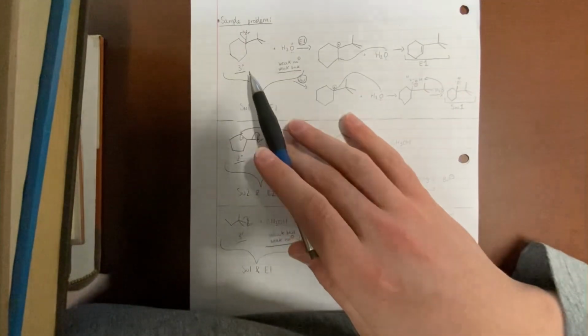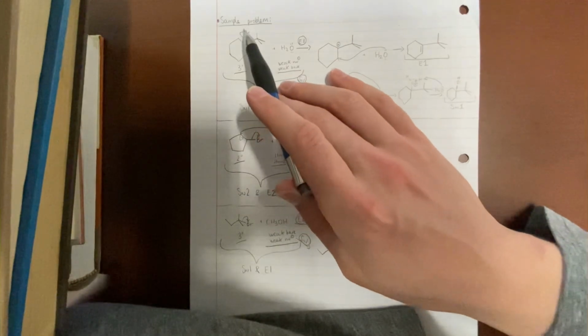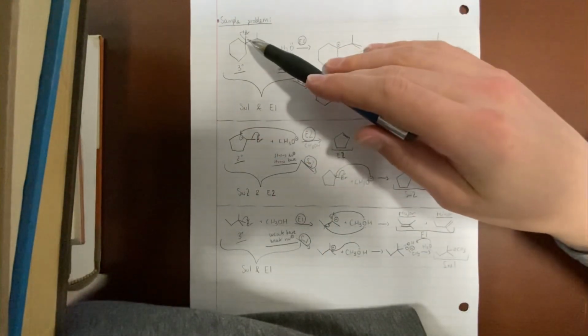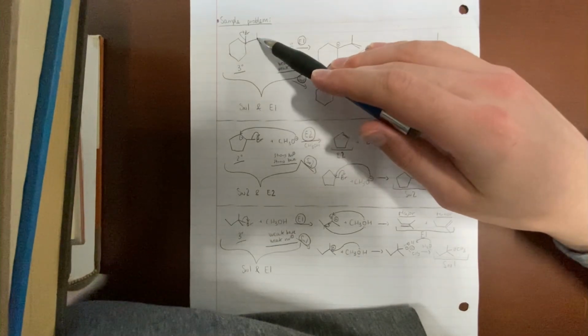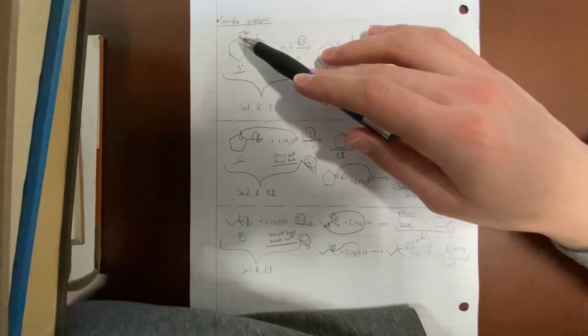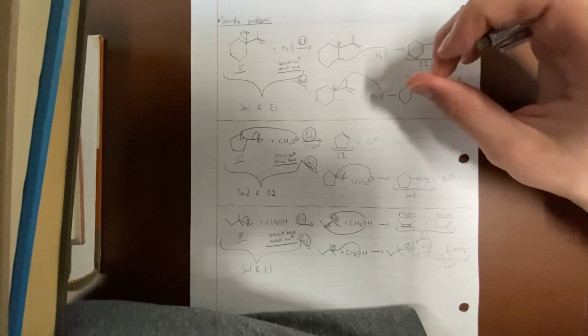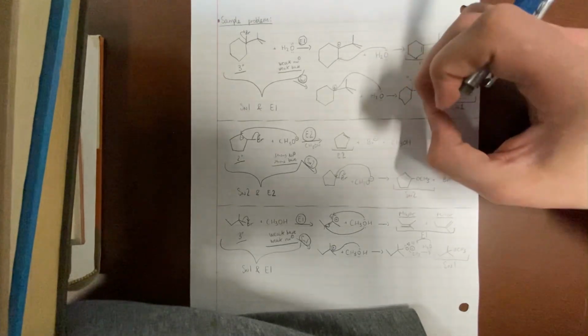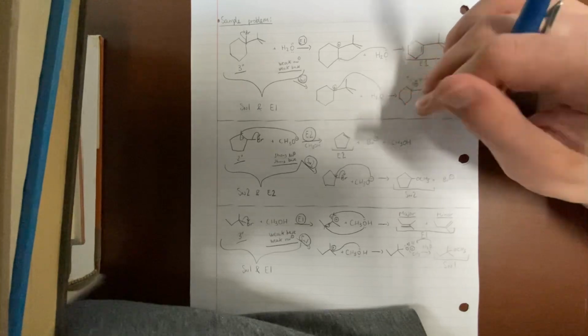So let's look at the first one. Here we locate our alkyl halide. We can see that it's bonded to a carbon that's bonded to 1, 2, and 3 carbons, so we know it's tertiary. And water, we talked about, is a weak nucleophile. It's also a weak base. So with a weak nucleophile, weak base, and a tertiary alkyl halide, we obtain an E1 and Sn1 reaction.